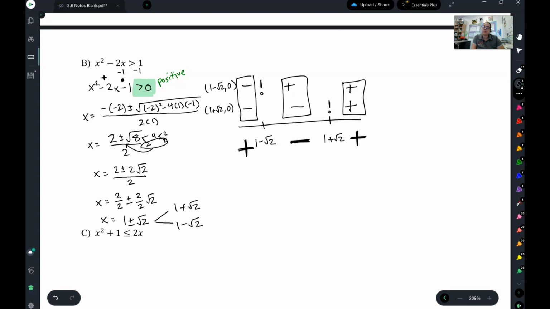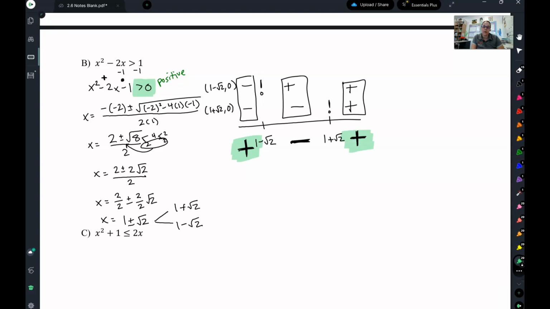You may notice this just happens to be the same pattern as the last example we did. That is totally coincidence. That doesn't usually happen very often. So we have this pattern. We go back to what we highlighted. We wanted everything greater than 0, or our positive sections. So I wanted that section and that section. Those are my greater than 0 or my positive sections.